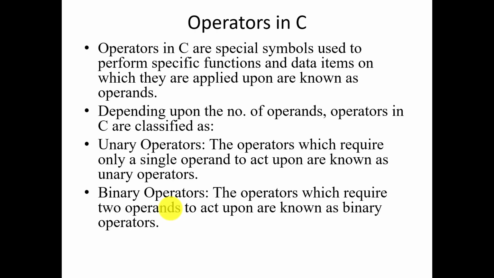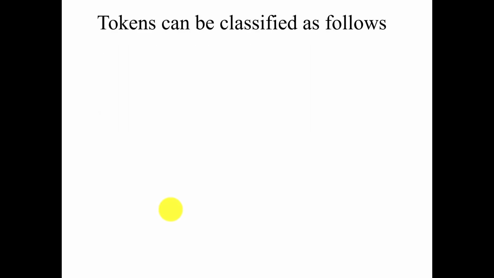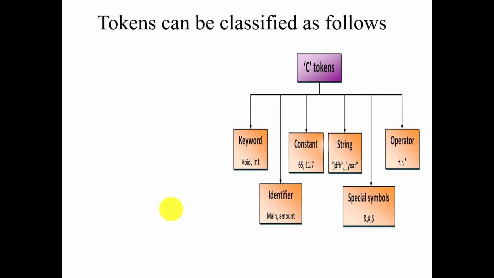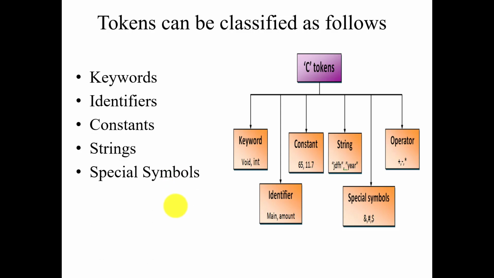Now these are all the tokens in C language: keyword, identifier, constant, string, special symbols, and operator. In the next video we are going to discuss what an identifier is with examples, and what the identifier rules are, what variables are, what the data types are, and what operators and operator types are, etc.